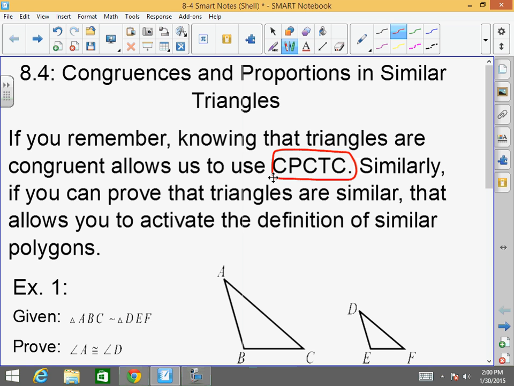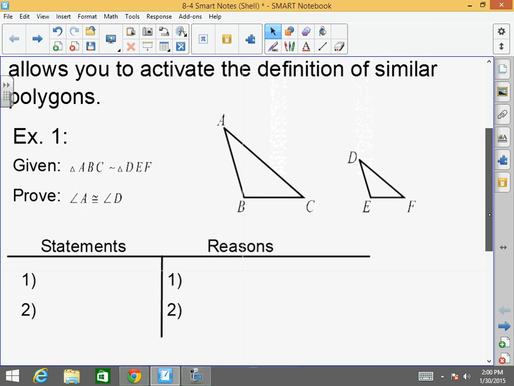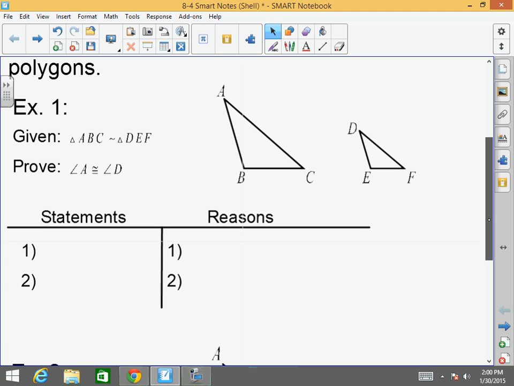Well, guess what? Once you know or can prove that triangles are similar, then that allows you to activate the definitions of similar triangles, or polygons rather. And remember that similar polygons have congruent corresponding angles, and corresponding sides are proportional. So that allows you to activate this, okay? So we're going to start with some easy proofs just to show you what I mean, and then we'll get a little bit more difficult as we continue.